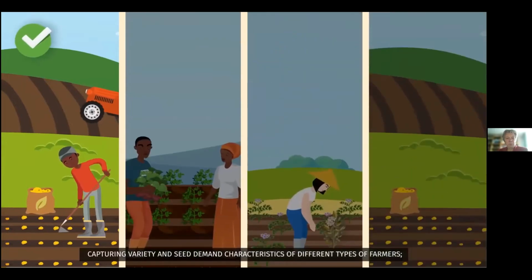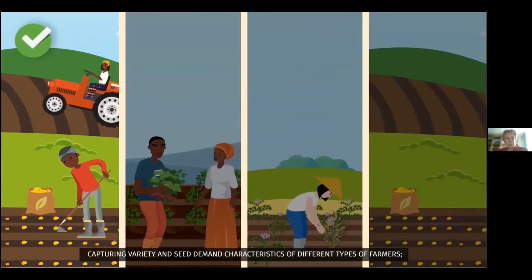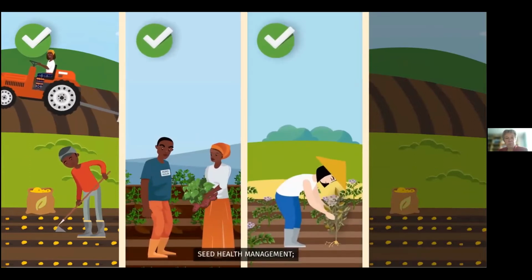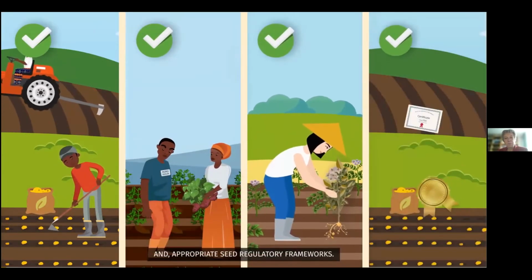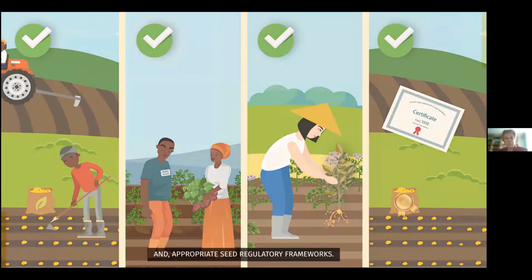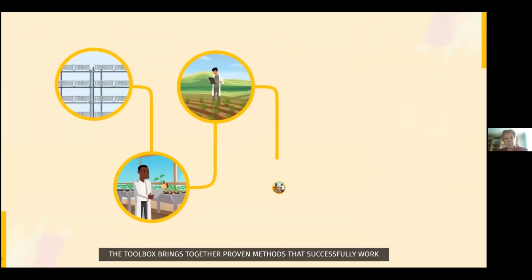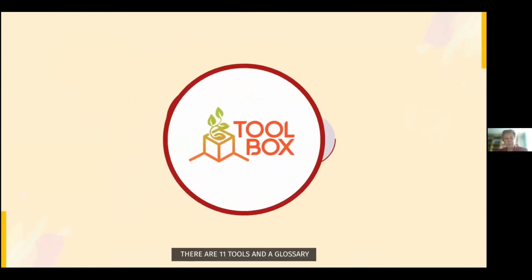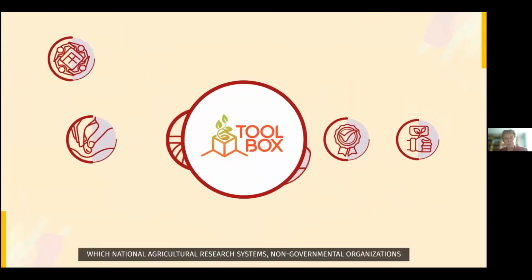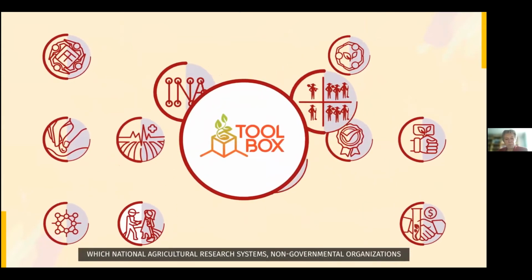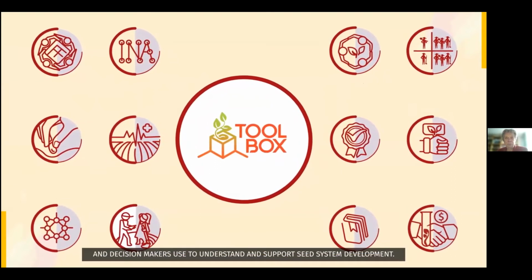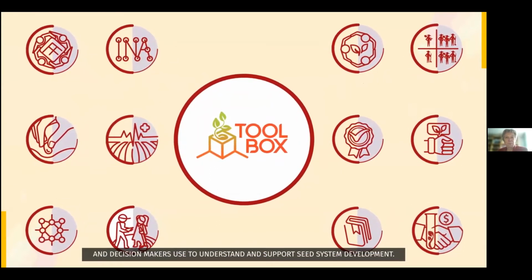The tools address knowledge gaps such as capturing variety and seed demand characteristics of different types of farmers, appropriate seed delivery pathways, seed health management, and appropriate seed regulatory frameworks. The toolbox brings together proven methods that successfully work to diagnose, plan, and improve seed systems. There are 11 tools and a glossary which National Agricultural Research Systems, non-governmental organizations, and decision makers use to understand and support seed system development.